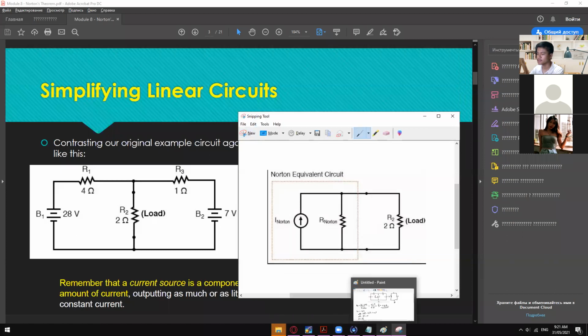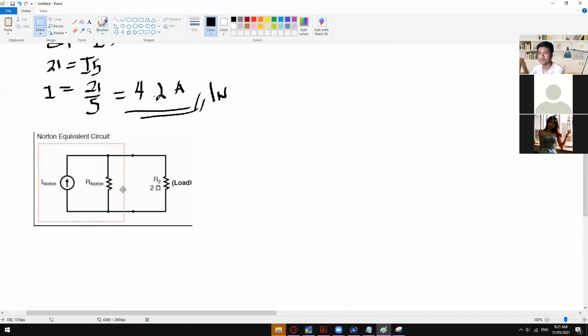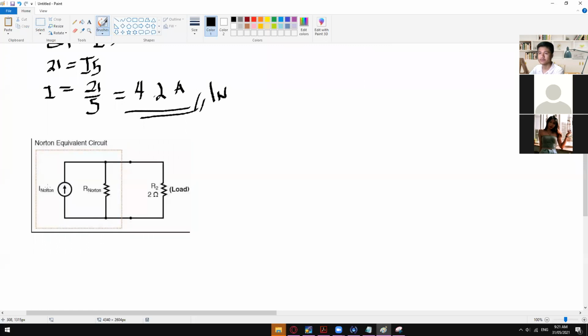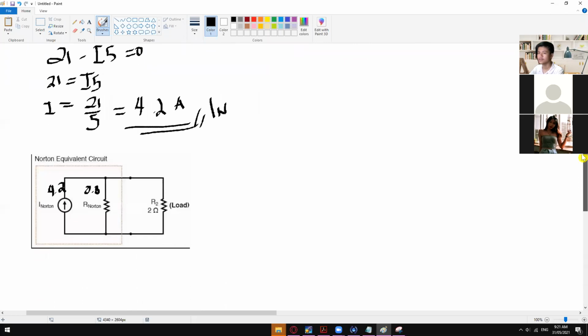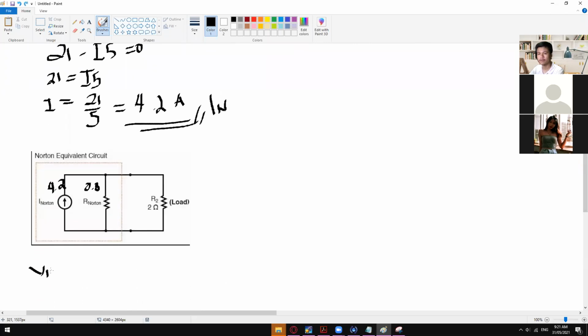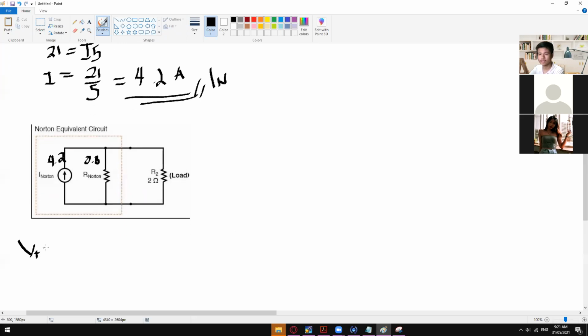So let me just copy this one and then paste it right here. So I Norton is 4.2 and then R Norton is 0.8. And then from here we can now solve for the value of the final voltage, or V total. So of course we need I total times the R total. So I total is already 4.2, but for the R total we have to solve that one. So R total is R Norton in parallel with R load.